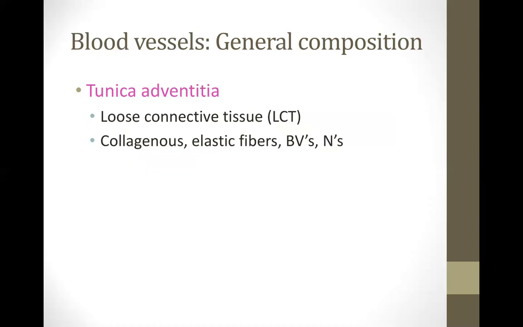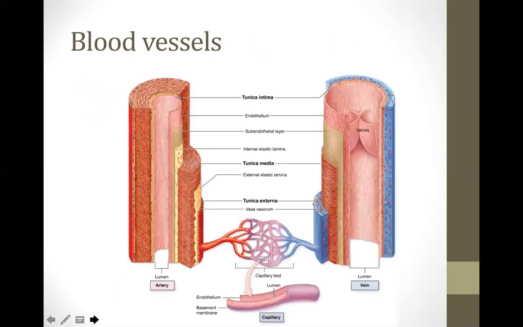It is composed of a loose connective tissue. And at this layer of the blood vessel, it is actually composed of collagen fibers, elastic fibers, blood vessels, and nerves. Alright, so this is the general classification of your blood vessel, general layers.